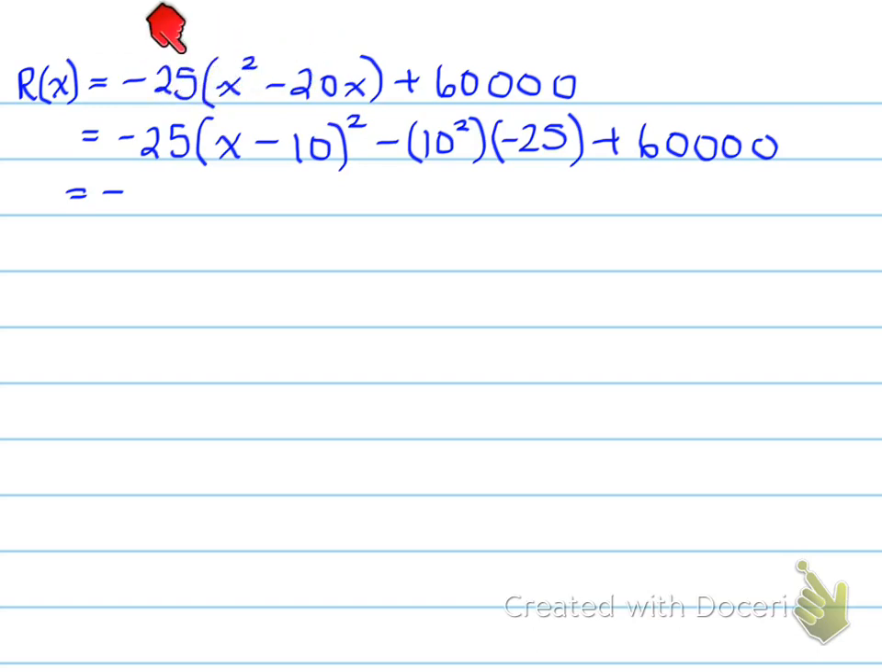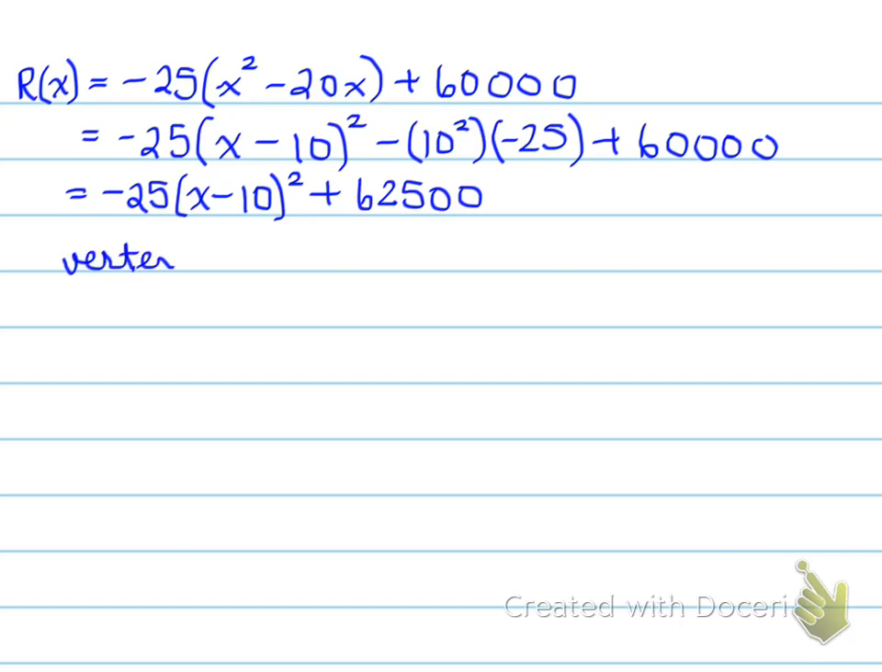Remember again how to complete the square. Remove the a value. Now we take this number divided by 2, and we bring the square on the outside. Then we always subtract the number on the inside squared, multiplied by negative 25, and add 60,000. What that will give us is negative 25 times x minus 10 all squared plus, and we simplified this piece right here, 62,500.